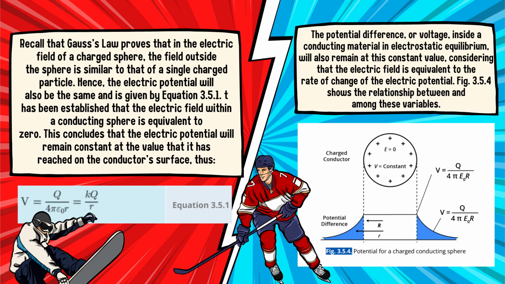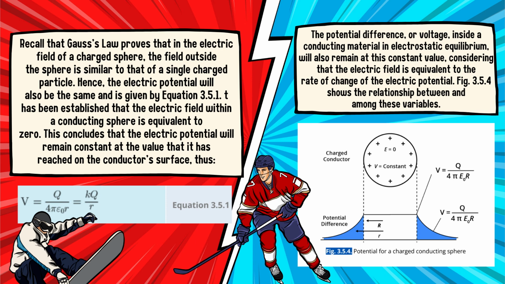Recall from Gauss's law that in the electric field of a charged sphere, the field outside the sphere is similar to that of a single charged particle. Hence, the electric potential will also be the same and is given by equation 3.5.1. It has been established that the electric field within a conducting sphere is equivalent to zero.